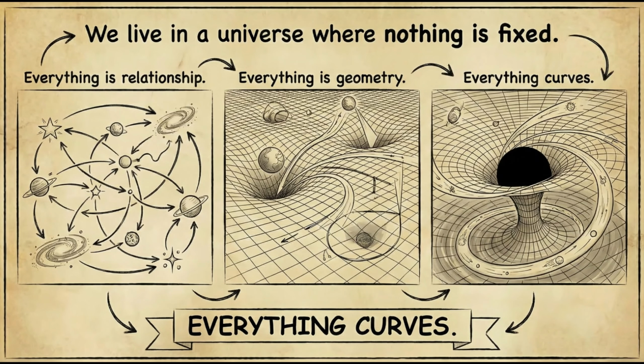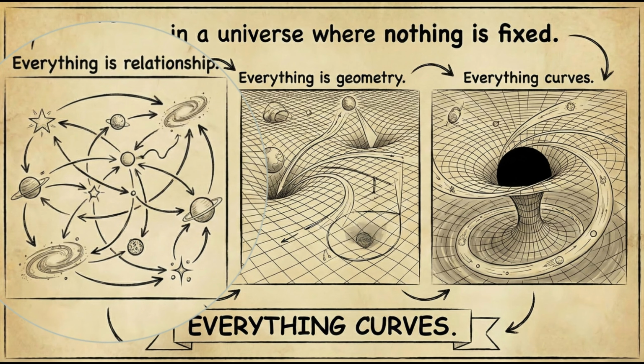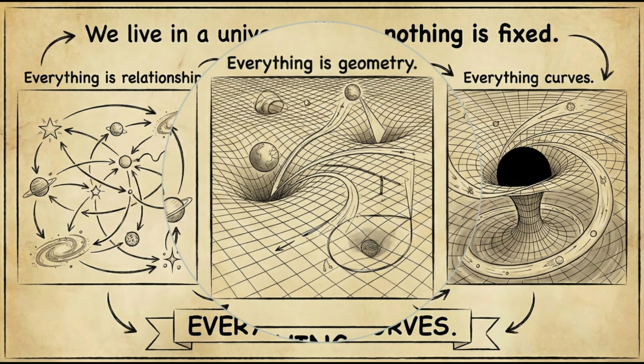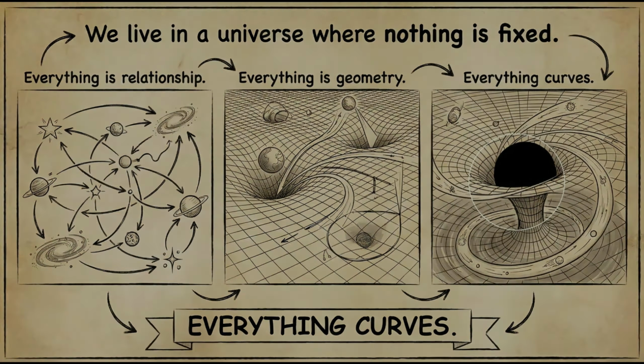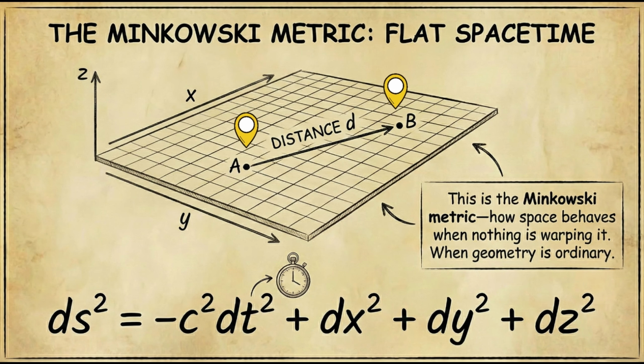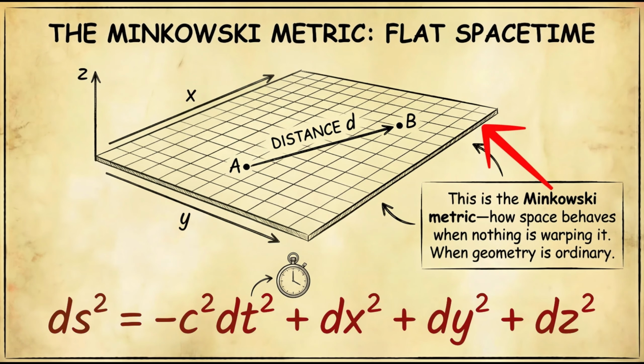We live in a universe where nothing is fixed. Everything is relationship. Everything is geometry. Everything curves. Normally, to travel from point A to point B through space, you travel distance d through flat space-time. ds² = -c²dt² + dx² + dy² + dz². This is the Minkowski metric, how space behaves when nothing is warping it, when geometry is ordinary.